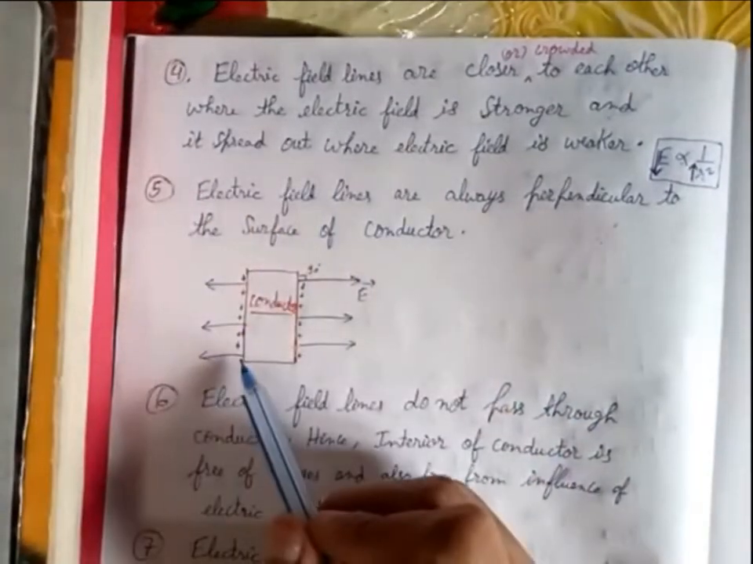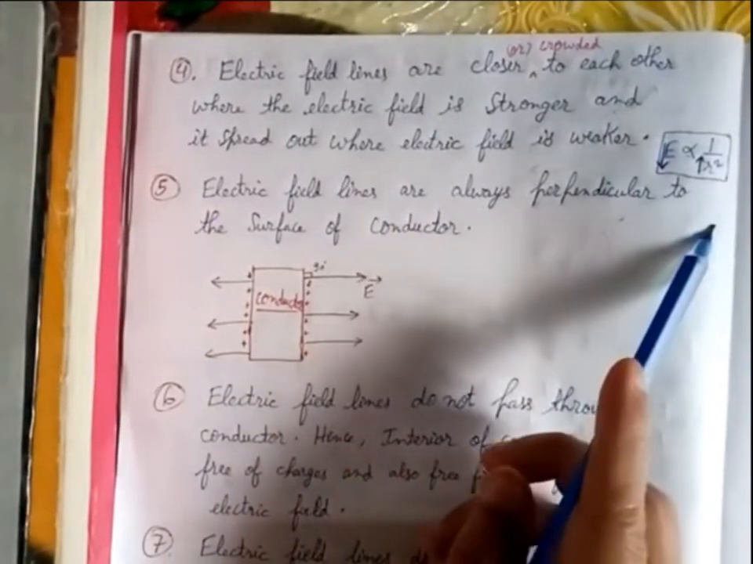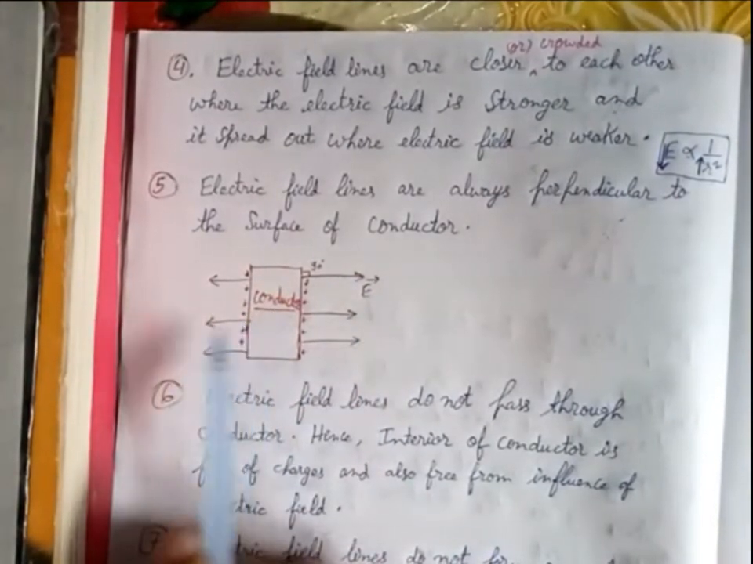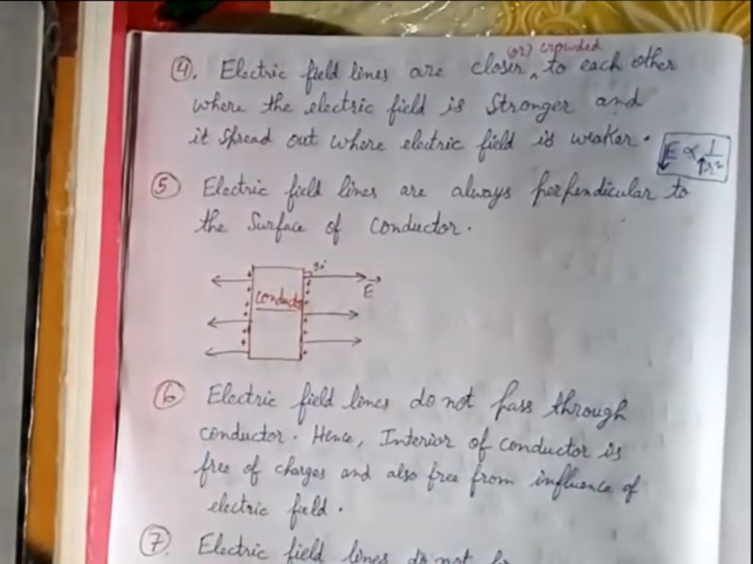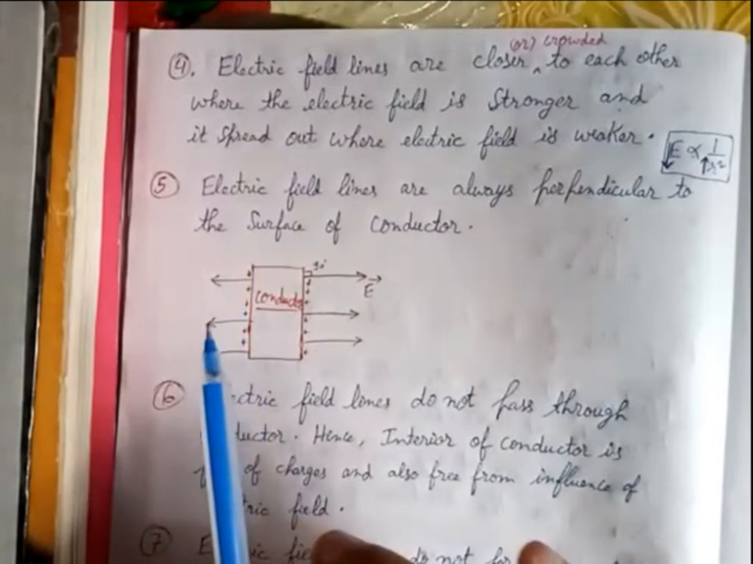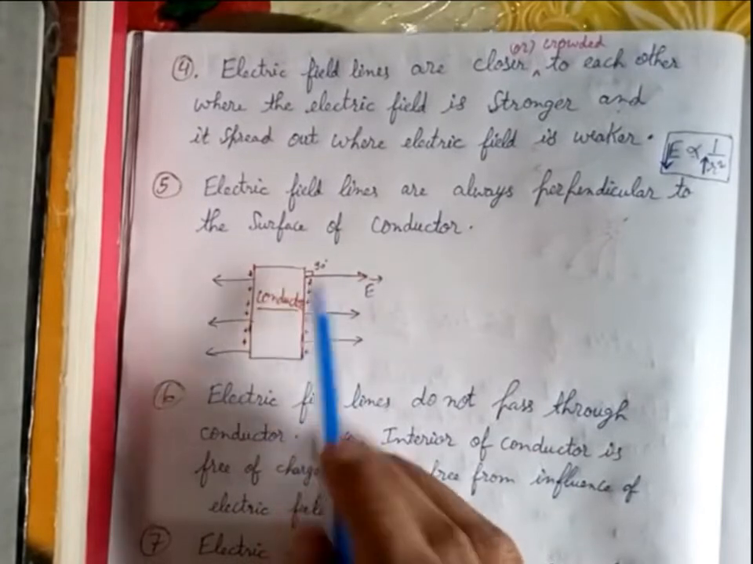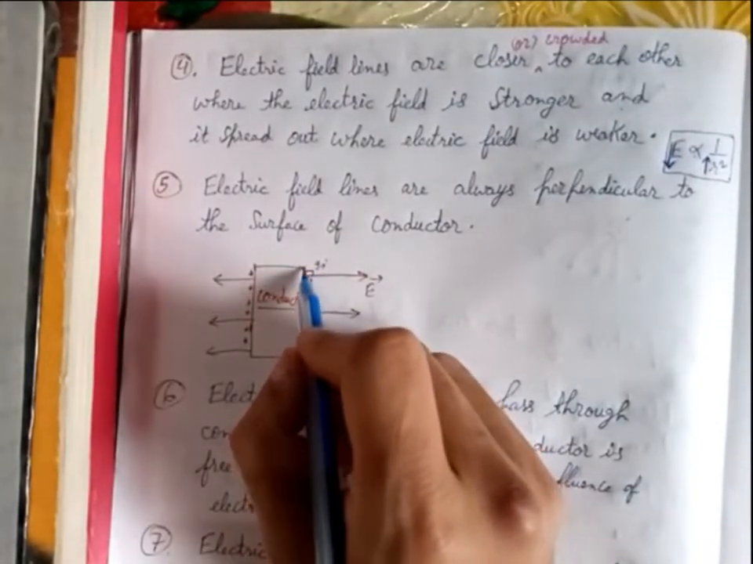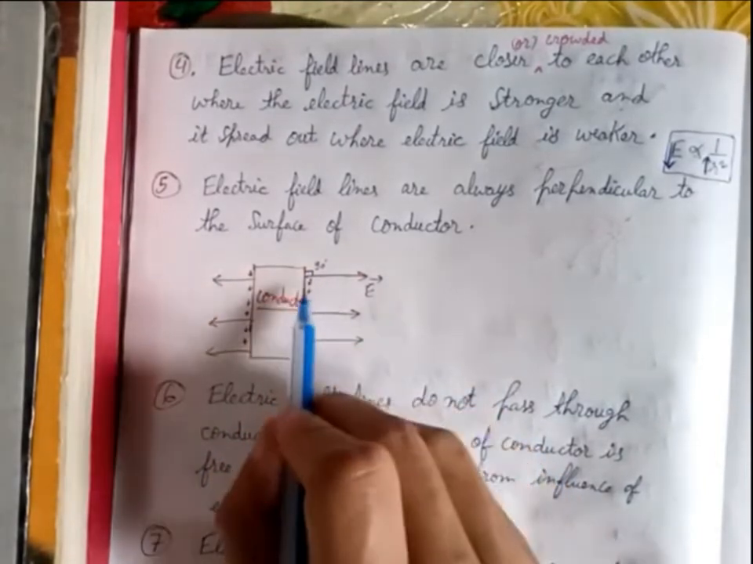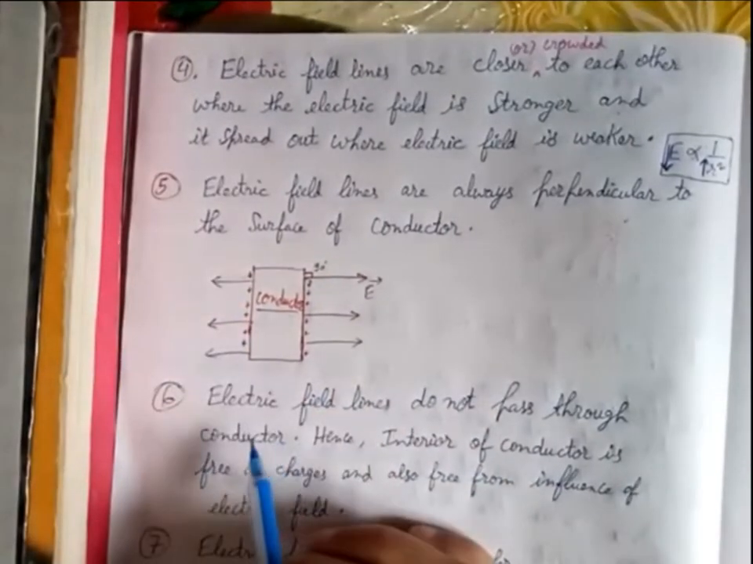So the fifth point is: electric field lines are always perpendicular to the surface of a conductor. This point I will explain in the next coming chapter, where this point is coming from. First of all, you just understand that the electric field lines are always perpendicular, making a 90-degree angle with respect to the surface of the conductor. It means if this is the surface of the conductor, then electric field lines will always be perpendicular to the surface of the conductor.